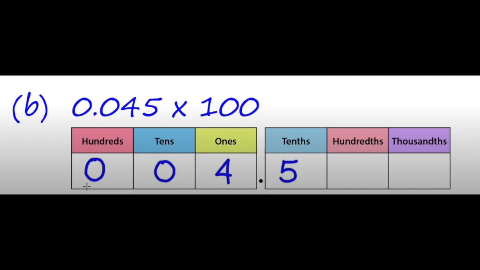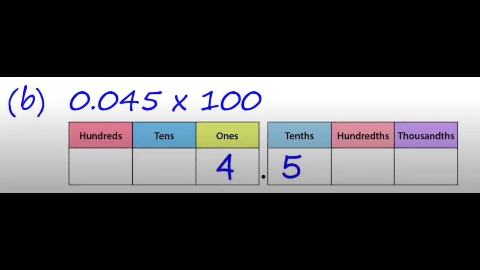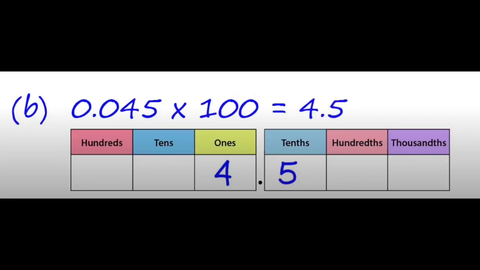So we can actually get rid of the first 2 zeros, and the answer to this multiplication question is just 4.5. We've moved it 2 places over, and it becomes a lot bigger.